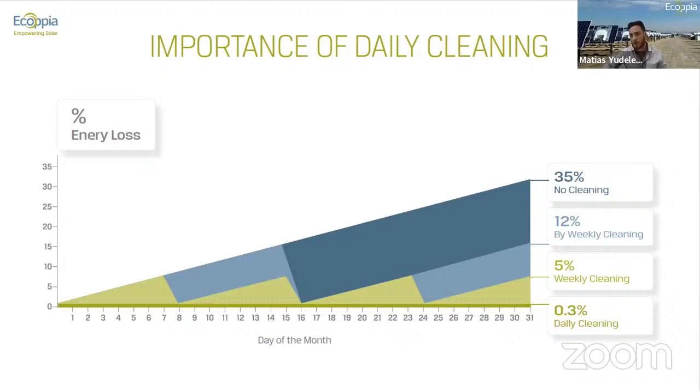So that's why when you have an automated system that cleans daily or every other day, we see a dramatic decrease in that energy loss. As we can see here, when you clean daily, you can have up to only 0.3% of energy loss. So that's why it's very important to clean with an automated system, and that's why we believed in that way of cleaning, and that's why we focus solely on automated solutions.